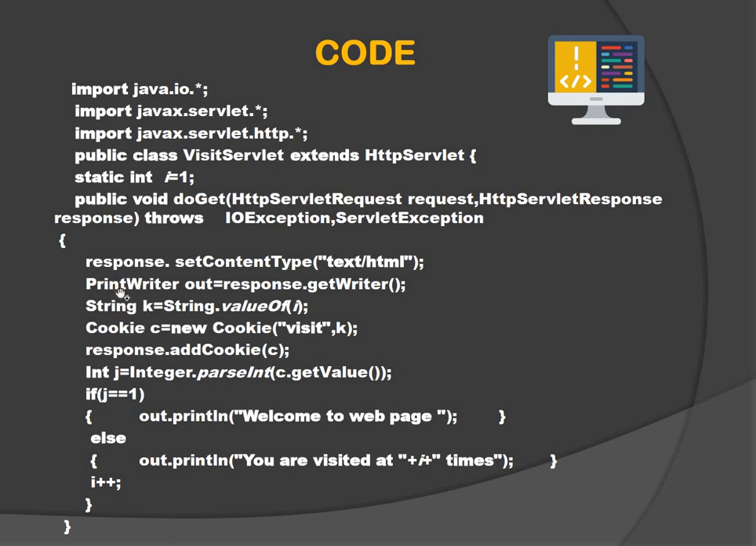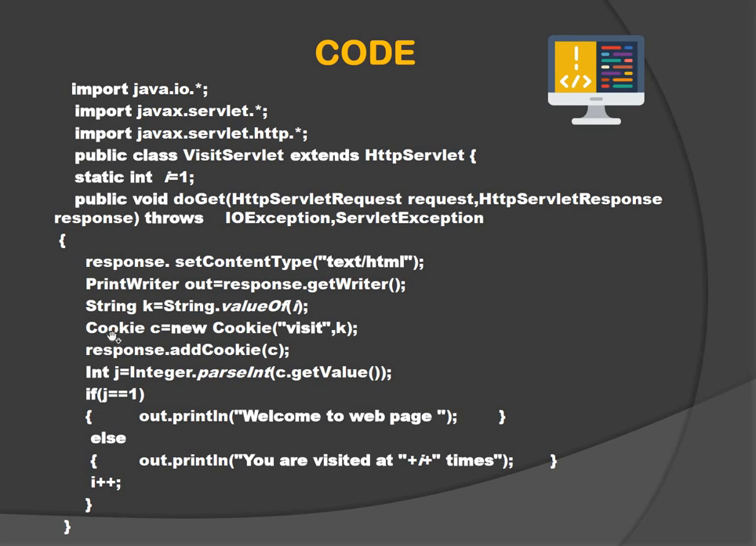PrintWriter is used to write information, so out equals response.getWriter. Then String.valueOf, converting the static int i, which is a static variable, to a string. So String k equals String.valueOf(i), converting an integer to a string. Then Cookie c equals new Cookie("visit", k).